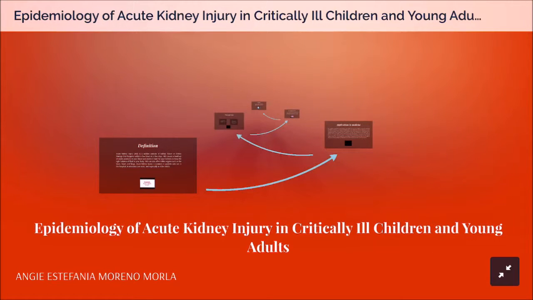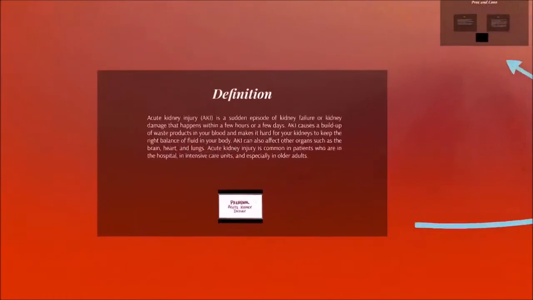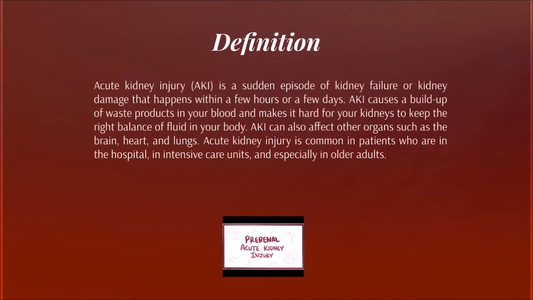Epidemiology of acute kidney injury in critically ill children and young adults. Definition: acute kidney injury is a sudden episode of kidney failure or kidney damage that happens within a few hours or a few days. AKI causes a buildup of waste products in your blood and makes it hard for your kidneys to keep the right balance of fluids in your body. AKI also can affect other organs such as the brain, heart, and lungs.